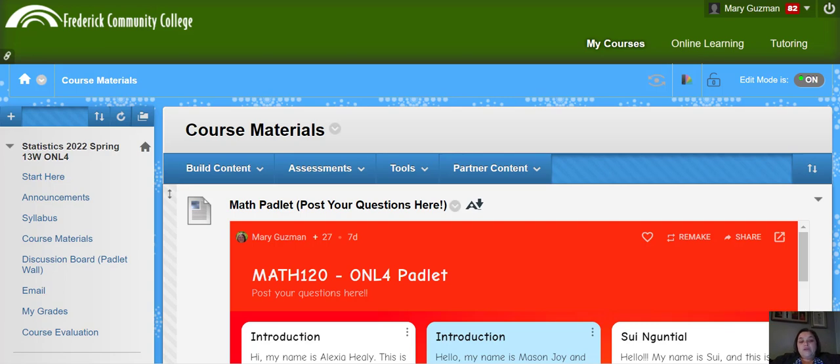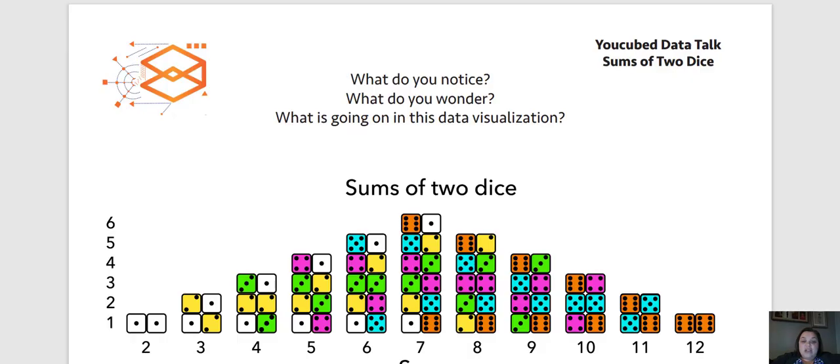Before we jump into the overview for this week, I just quickly wanted to discuss what last week's discussion was about, and it was about the sums of two dice. I think this graph was a hit compared to some of the other weeks. Several people commented that, although a little bit different, it was very much like a bar graph.